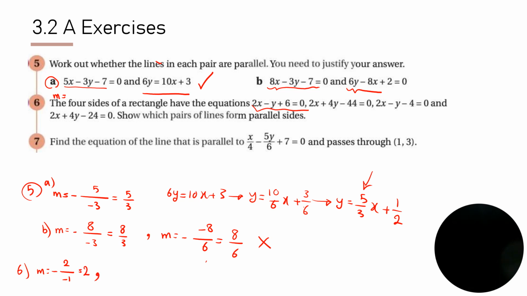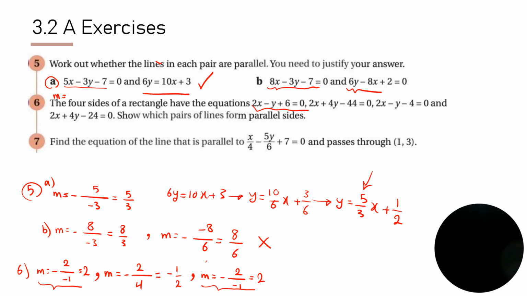The second line, 2x plus 4y minus 44, makes m equals negative coefficient of x, which is 2, over coefficient of y, and if you simplify it, it's going to be negative 1 over 2. The gradient of the third line would be negative coefficient of x, which is 2, over coefficient of y, negative 1, that makes 2. So it's clear from here, you don't need to find the last one because the first line and the third one have the same gradient.